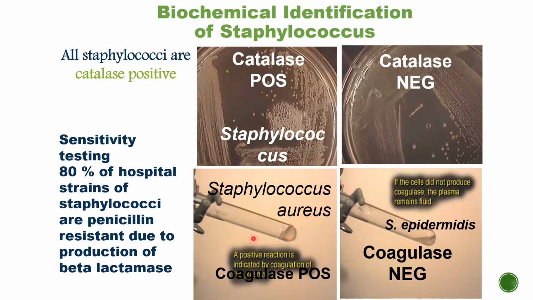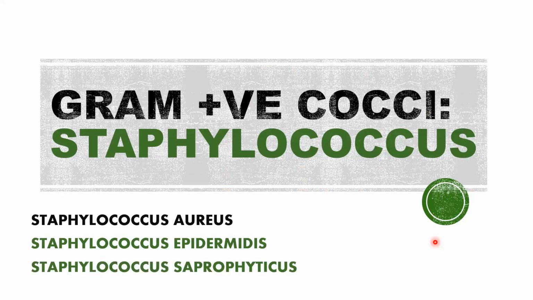Okay, so basically we said coagulase. Coagulase can differentiate different types of staph. So if you do have coagulation, okay, you're dealing with Staph aureus. If you don't have coagulation, you're dealing with the other type of staph, probably epidermidis. Okay, so we're done with aureus.